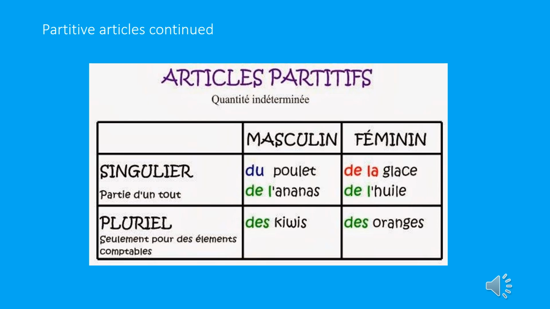I'll give you more examples so that you can know how to use the partitive, because there's the partitive du, but it can also be a contracted article. For example, when you want to say I'm coming from Kenya, you say je viens du Kenya. Here du is a contracted article. It is not a partitive article, because it's not partitive. Je viens du Kenya means I'm coming from Kenya.